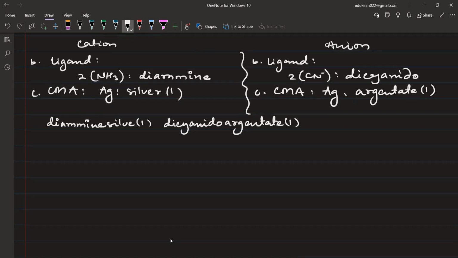Right, the next part. Let us suppose you have been given the name and they are asking you to write the formula for it. So the next part is formula from the name.